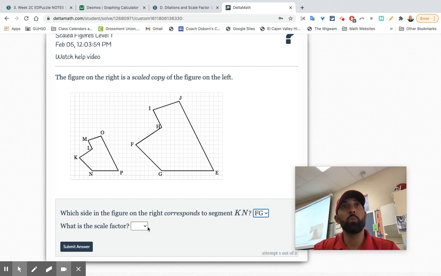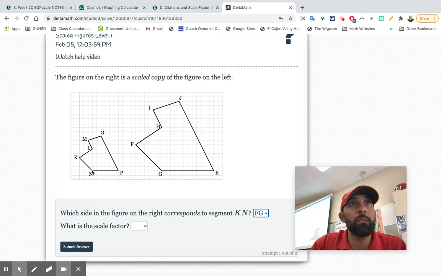Okay, the next question is, what's the scale factor? Now, to figure out the scale factor, you need a straight vertical or horizontal measurement. You don't want to try to find the diagonal. You could, but it's more work than you need. So I just need to figure out one measure. I could do this side right here, GE. I could take a length from, let's say, H to G and then L to N. It's kind of whatever you want to do. All right, so I'm going to pick a side. Let's do NP and GE.